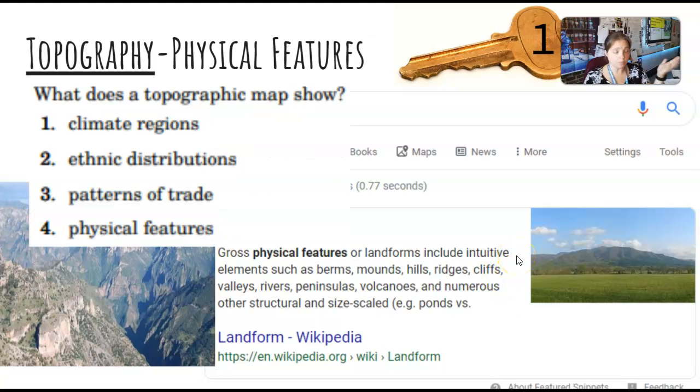Past and previous regions question, what does a topographic map show? Climate regions, ethnic distributions, patterns of trade, physical features.